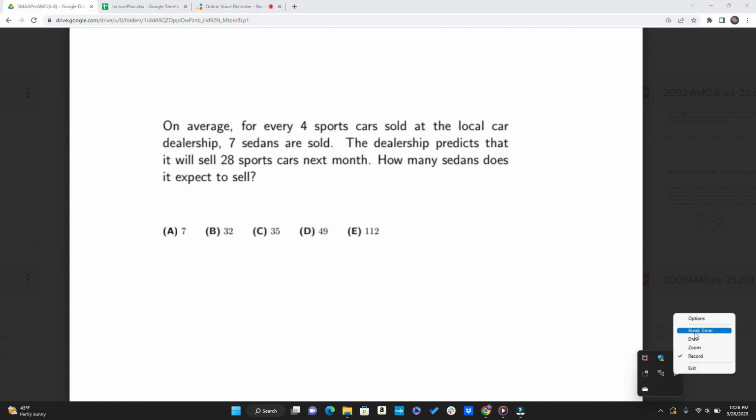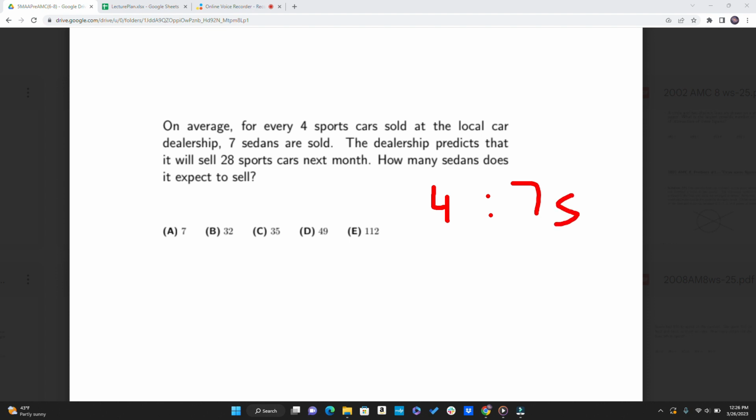Then we have, on average, for every 4 sports cars sold at the local car dealership, there are 7 sedans, and the dealership predicts that it will sell 28 sports cars next month. How many sedans does it expect to sell? So we've got 4 sports cars to 7 sedans. Okay, 4 to 7 is our ratio. So we want to know if the sports cars are 28, how many sedans are we going to get?